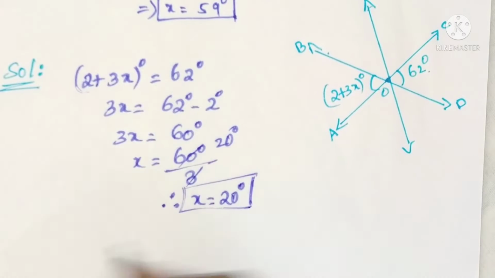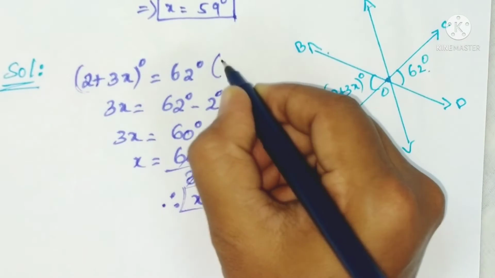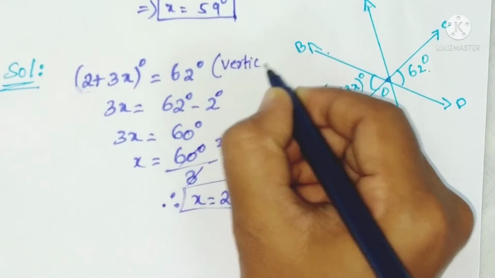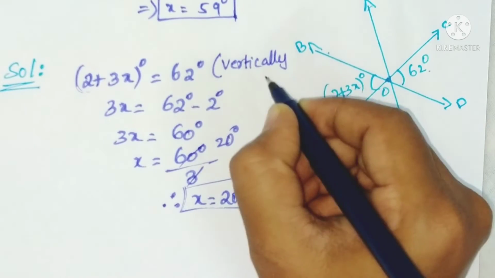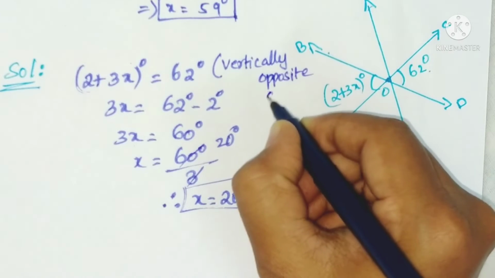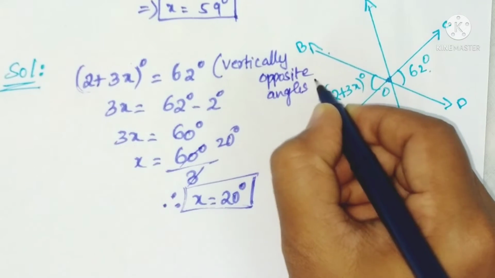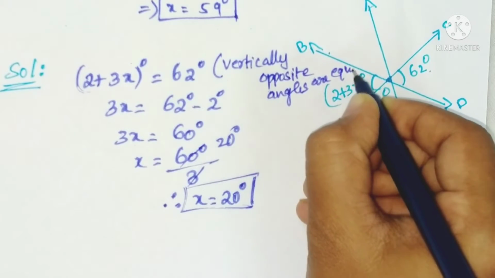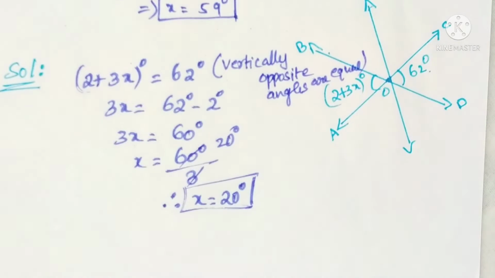So what is the value of x here? 20 degrees. So here we have to write the reason. These two are vertically opposite angles. So vertically opposite angles are equal. Okay. So this is the reason here.